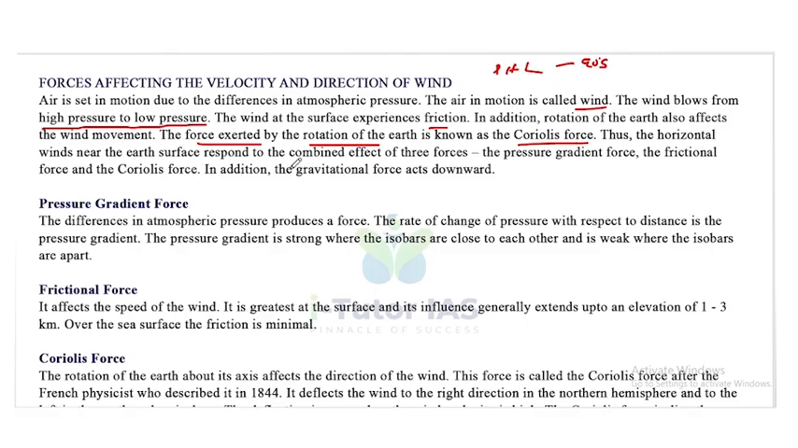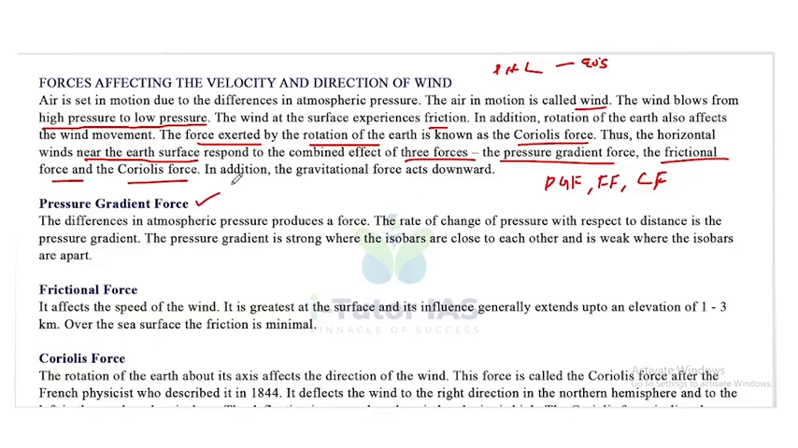Thus, the horizontal winds near the earth's surface respond to the combined effect of three forces. First one, the pressure gradient force, that is PGF, then the frictional force, and finally the Coriolis force.